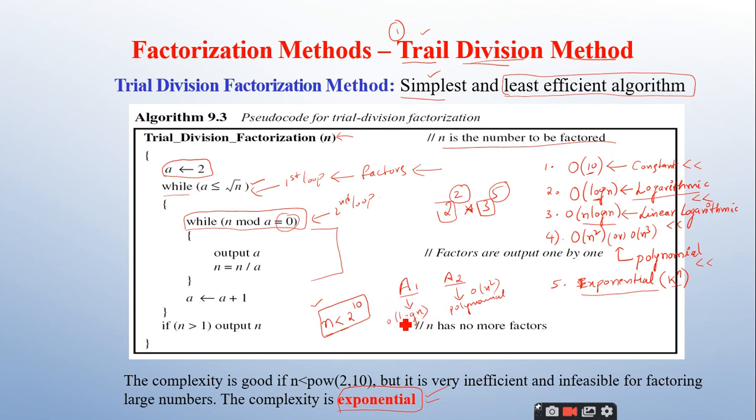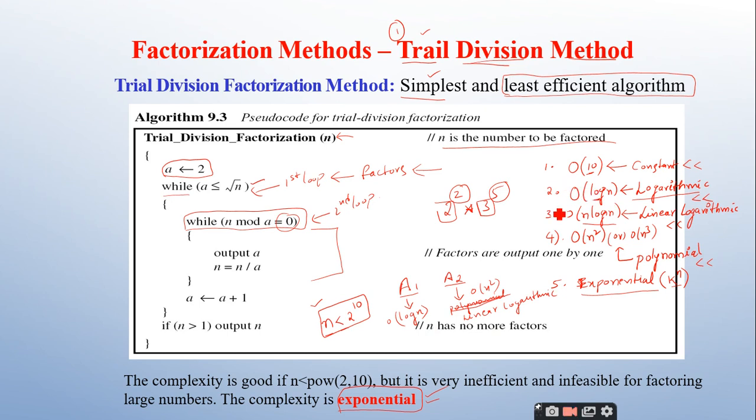A1 has the logarithmic time complexity, which means it can complete its task in much less time. Log n is a very small value. But A2 is going to complete its task in n square polynomial time, which is not acceptable, right? For example, A1 is logarithmic and A2 is linear logarithmic. Now tell me which one is efficient. A1 only, right?